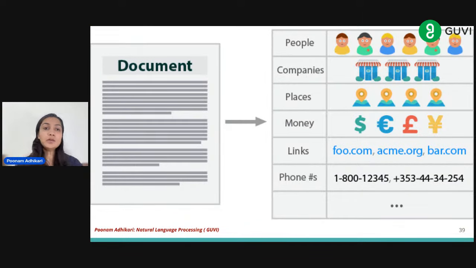Now, for example, I'm given a document. A document here is nothing but a lot of text, right? Maybe a newspaper article, or maybe some blog from the user, or maybe a comment on an Amazon product. From that, I would like to analyze the names of the different people that have been mentioned, whether they are mentioning some companies or some places, how much amount they have specified, or what links they are giving. Followed by that, whether it is a phone number or not. This kind of information can be fetched with the help of named entity recognition.